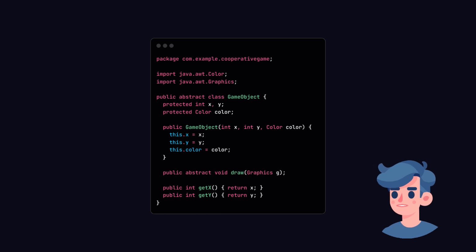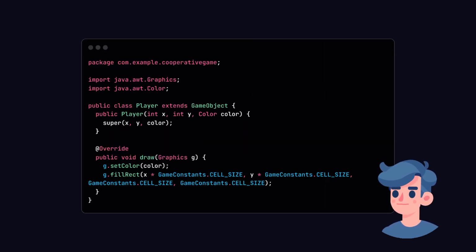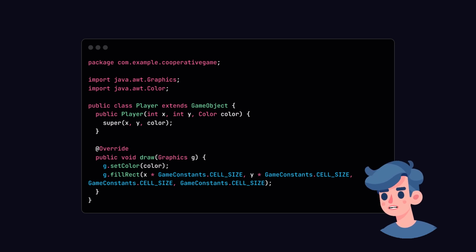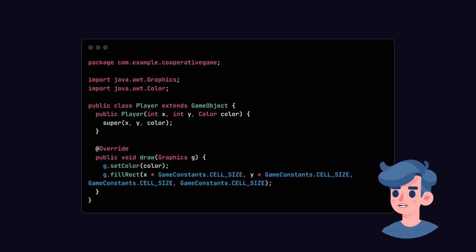Now, let's move on to the GameObject class, which will be the base for our players and resources. The GameObject class defines the position and color properties for our game objects and includes an abstract method for drawing the object on the screen. Now let's implement the Player class, which extends the GameObject. In our Player class, we are providing an implementation for the draw method that draws the player as a rectangle on the grid based on their current position.